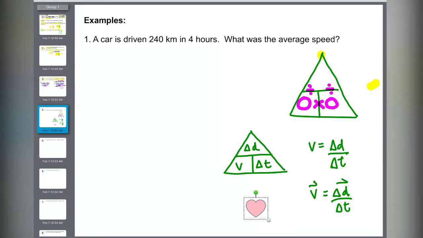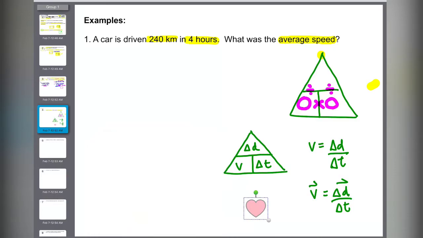If I have questions and I want to find v, speed, I can't show you my hand covering it. So for example, actually, you know what, we're going to do this example. A car is traveling 240 kilometers in 4 hours. What is the average speed?